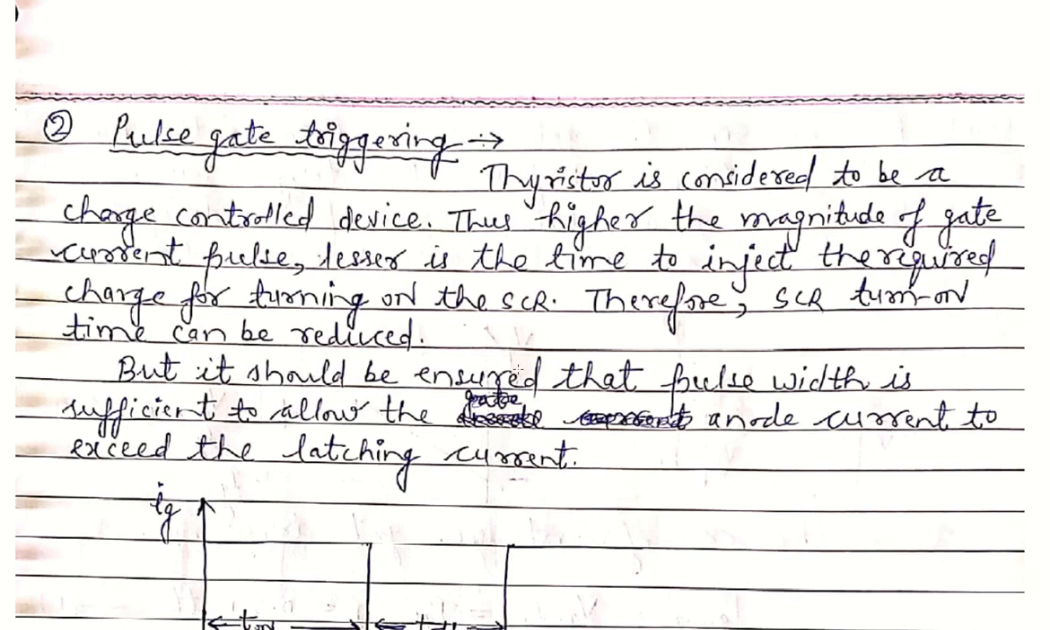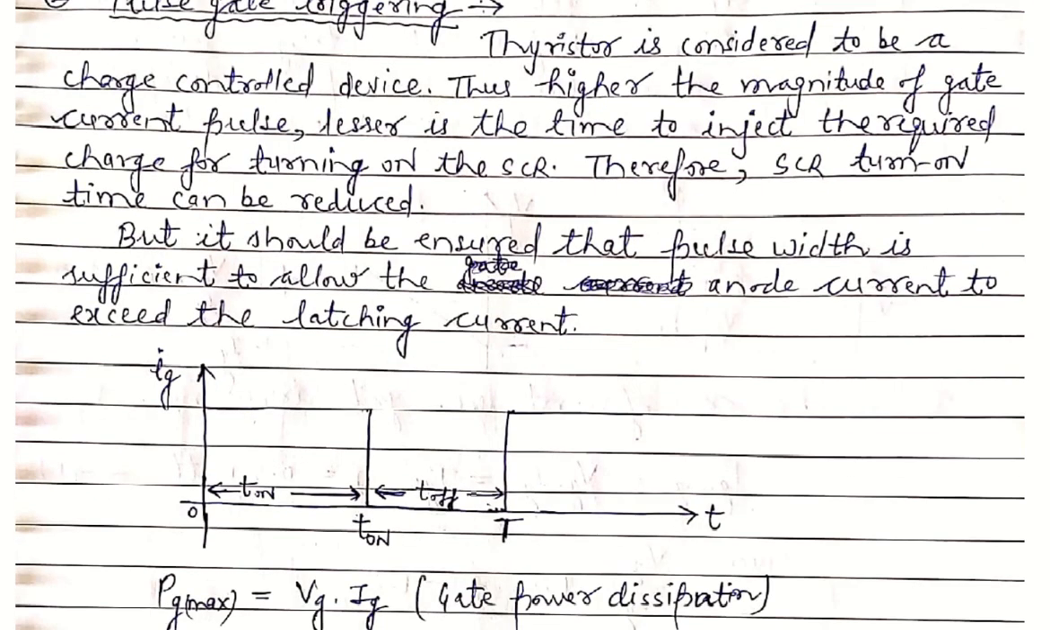So this current pulse having amplitude greater than the latching current turns on our SCR. This condition is a must: the pulse width must be sufficient to allow the anode current to exceed the latching current. Here, the gate current is drawn versus time.